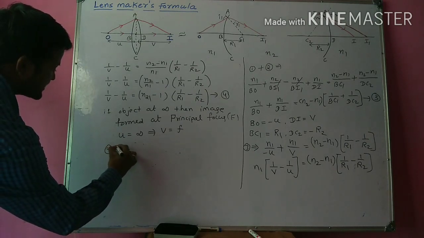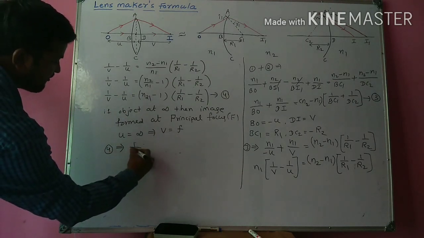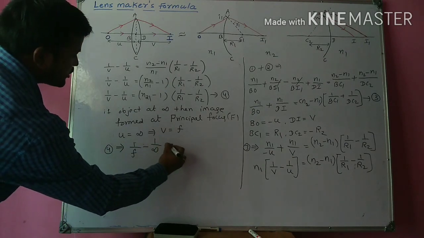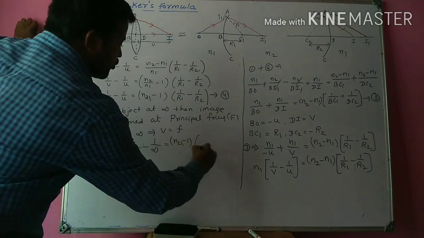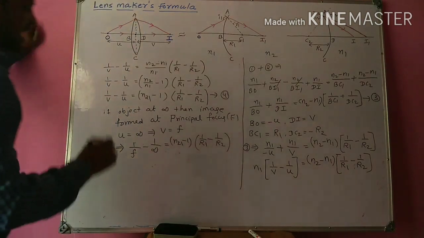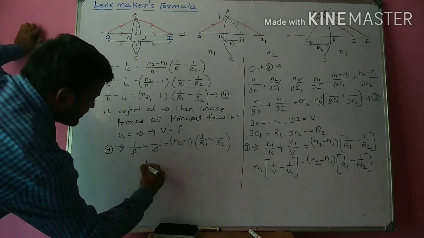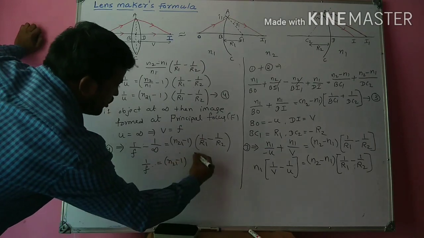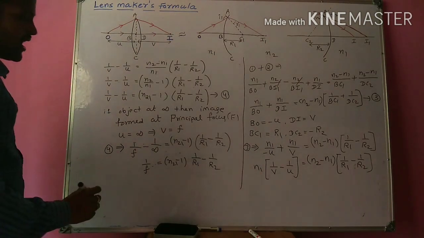From the fourth equation, 1 by, in place of V, that is F, focal length, minus 1 by object at infinity, 1 by infinity, that is equal to N21 minus 1 into 1 by R1 minus 1 by R2. Now we know that 1 by infinity is 0. That means finally we will get 1 by F is equal to N21 minus 1 into 1 by R1 minus 1 by R2.